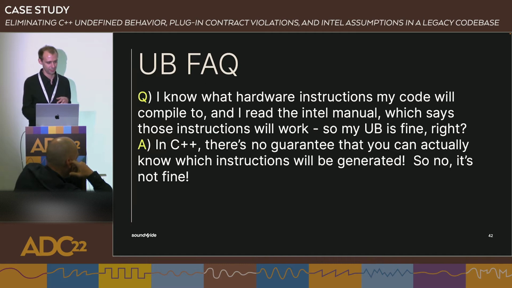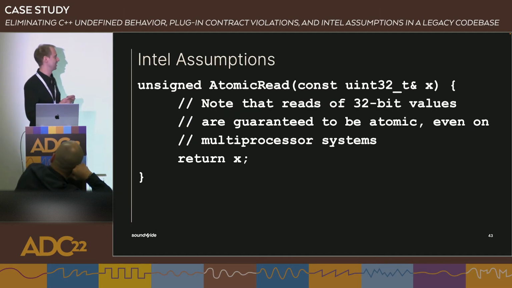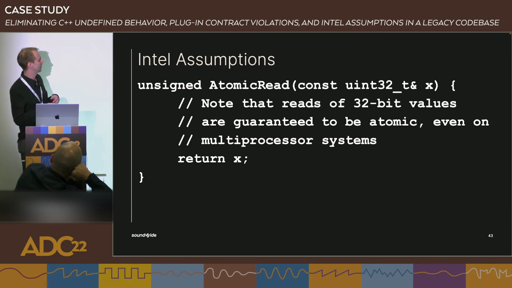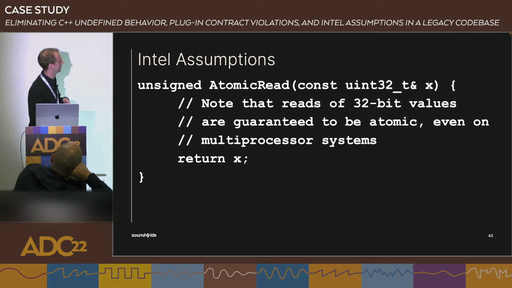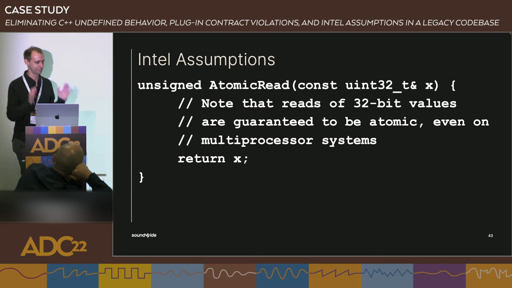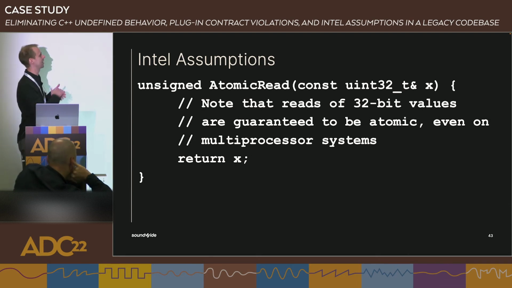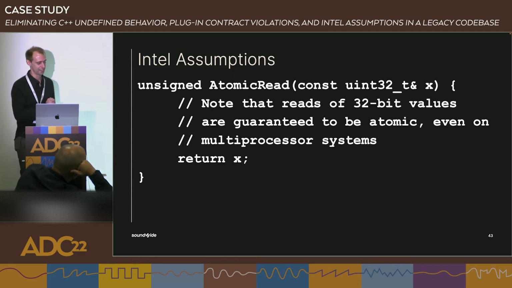It's really not fine. And it's an example of this that we used to have in our code base. We had this function called atomic read, which is supposed to be our thread-safe read. And you can see its implementation was just return X. And then there's this long comment about how it's fine because I'm totally sure I know which Intel instruction this return X will compile to, and it's guaranteed to be atomic, even on multiprocessor systems.